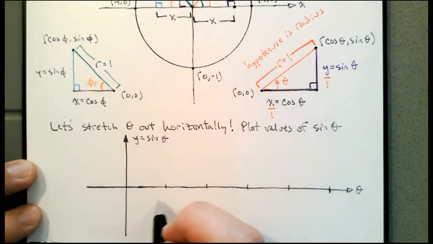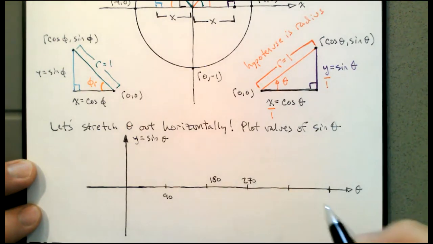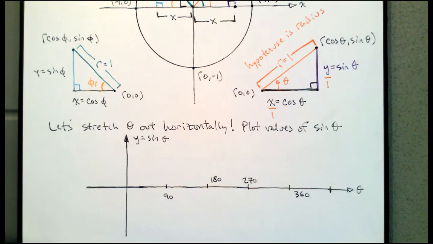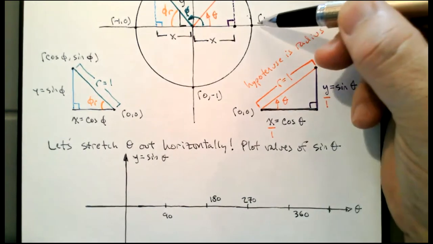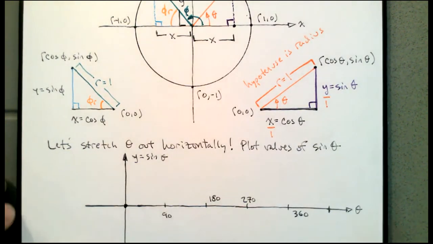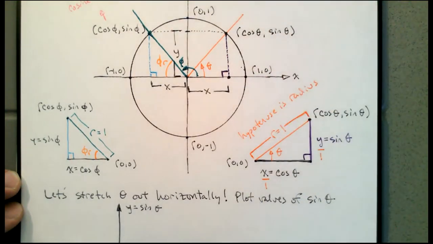I'm going to put enough theta on the horizontal axis so that I can cover one full circle. So let's first mark off 0, 90, 180, 270, and 360. This represents each of the quadrants. We know that sine of 0 is 0. It's the y coordinate at this point on the unit circle. So I'll plot that point first. If I go around to theta equals 90 degrees, I'll be here at the top of the circle, and the y coordinate there is 1. So the top of the circle is going to be at 1.